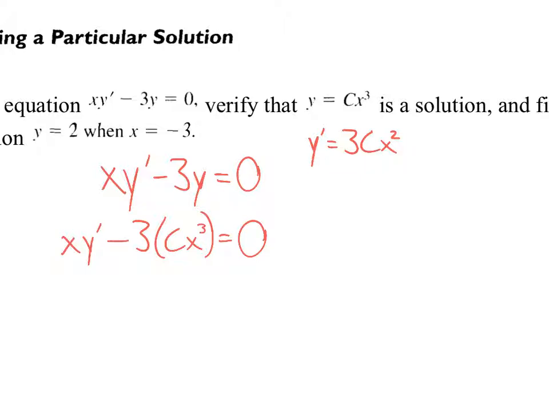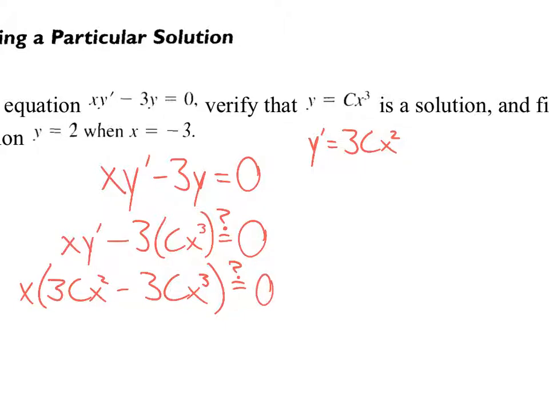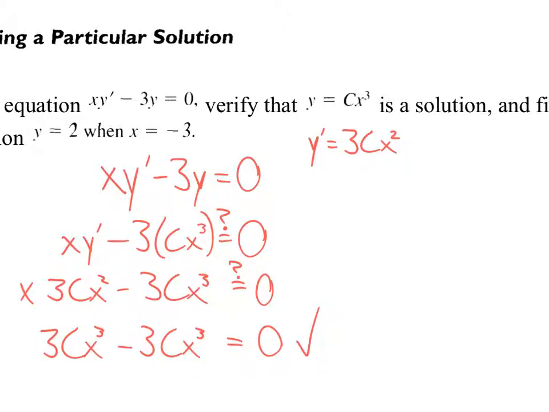All right? So now I'm plugging this in. x times 3c x squared minus 3c x cubed. And actually I should have put a question mark here. Does this equal 0? And we find that yes, 3c x cubed minus 3c x cubed does equal 0. So we have verified this solution. I had a bad set of parentheses there. It should have been just here.